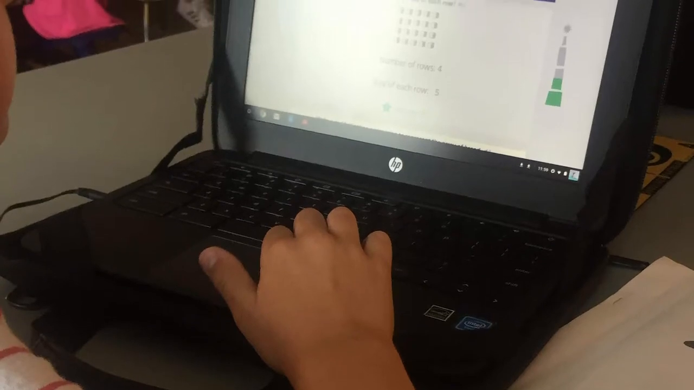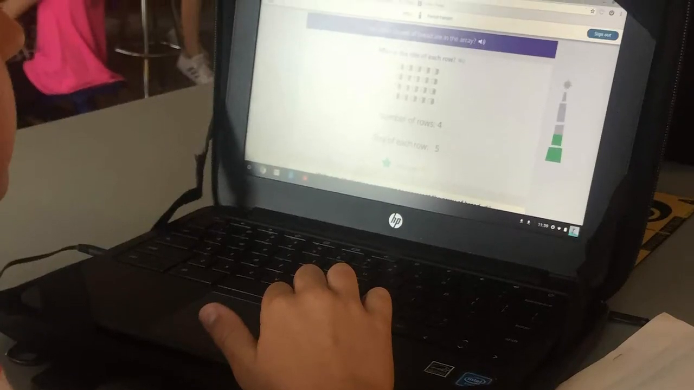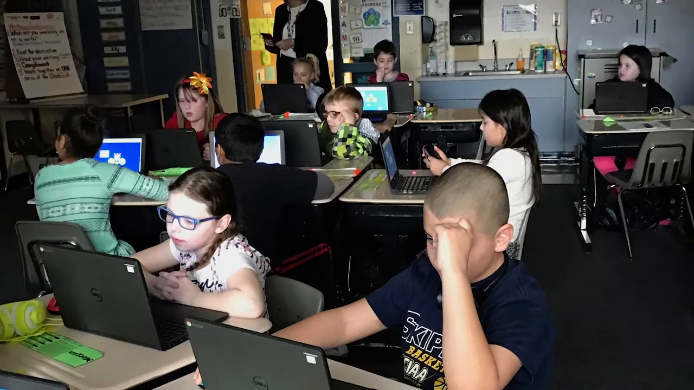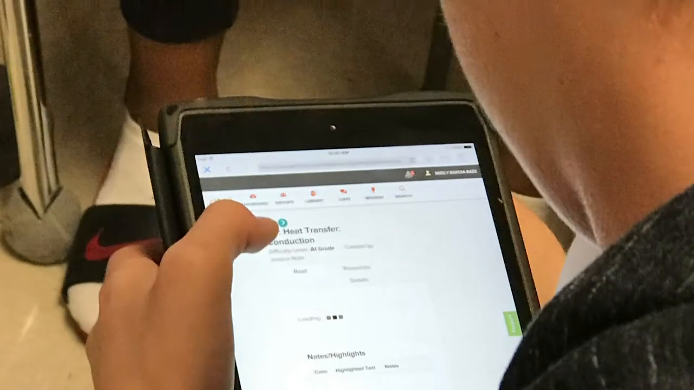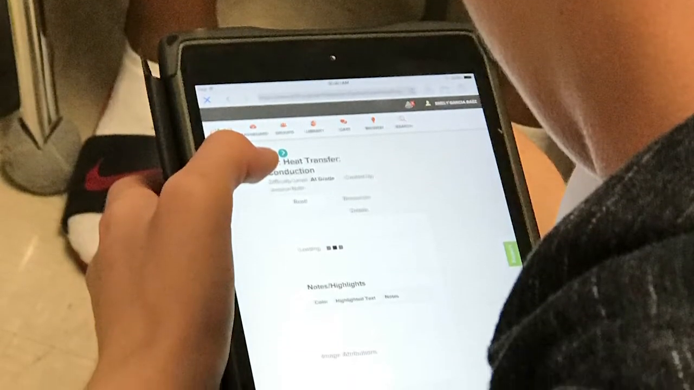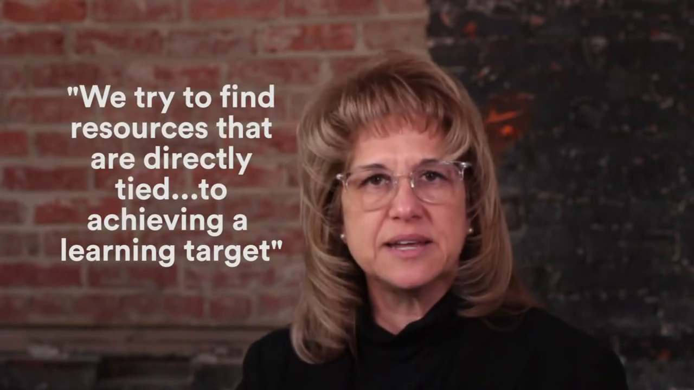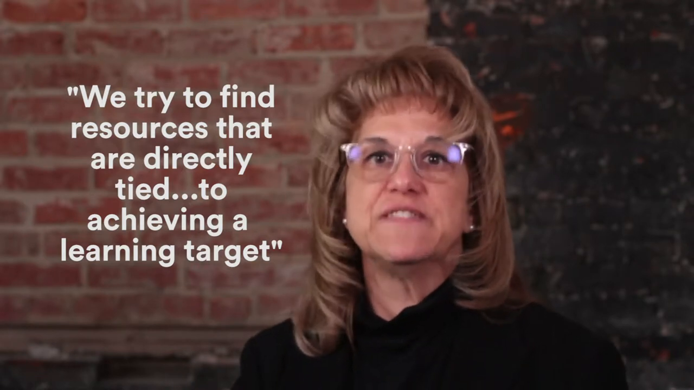We have what we call essential standards in our curriculum that we deconstruct or unwrap, that's just a teacher term, to what the learning targets are for the students. Then, what does success look like if a student understands or is able to know or do what that learning target is asking? So we try to find resources that are directly tied to achieving that learning target. Sometimes it's an adaptive game, sometimes it's a worksheet, sometimes it's a video.